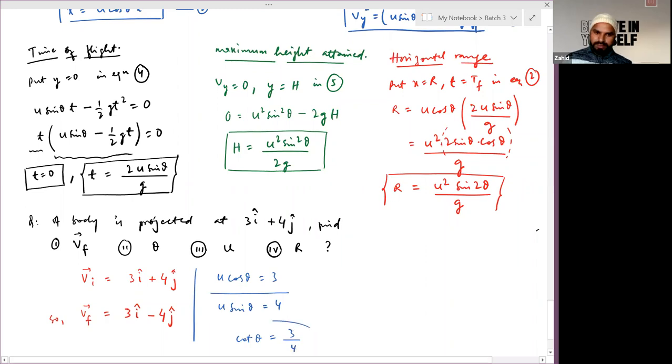Now in this fraction, this 3 will behave as base and this 4 will behave as perpendicular, as cot theta is the ratio of base and perpendicular. So using these two terms, we may draw a triangle for which theta is this. So the base of this theta will be 3, perpendicular will be 4, and using Pythagoras theorem, you may find the hypotenuse to be 5.